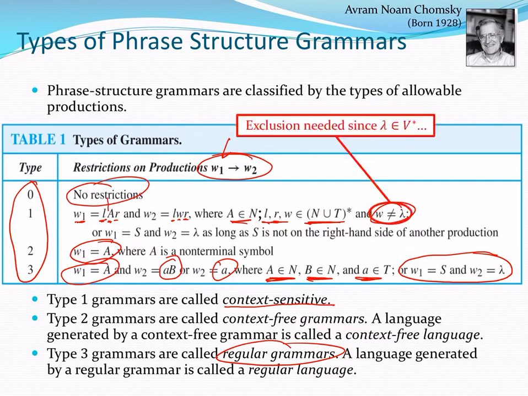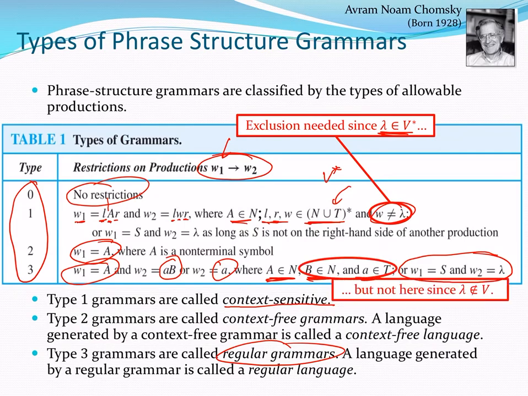Here I had to specify the exclusion of lambda because I was drawing from V star, which would include lambda, but I don't want that, so I need to restrict lambda. I don't need to restrict lambda from type 3 grammar because it doesn't exist in my set, so I can't select it.